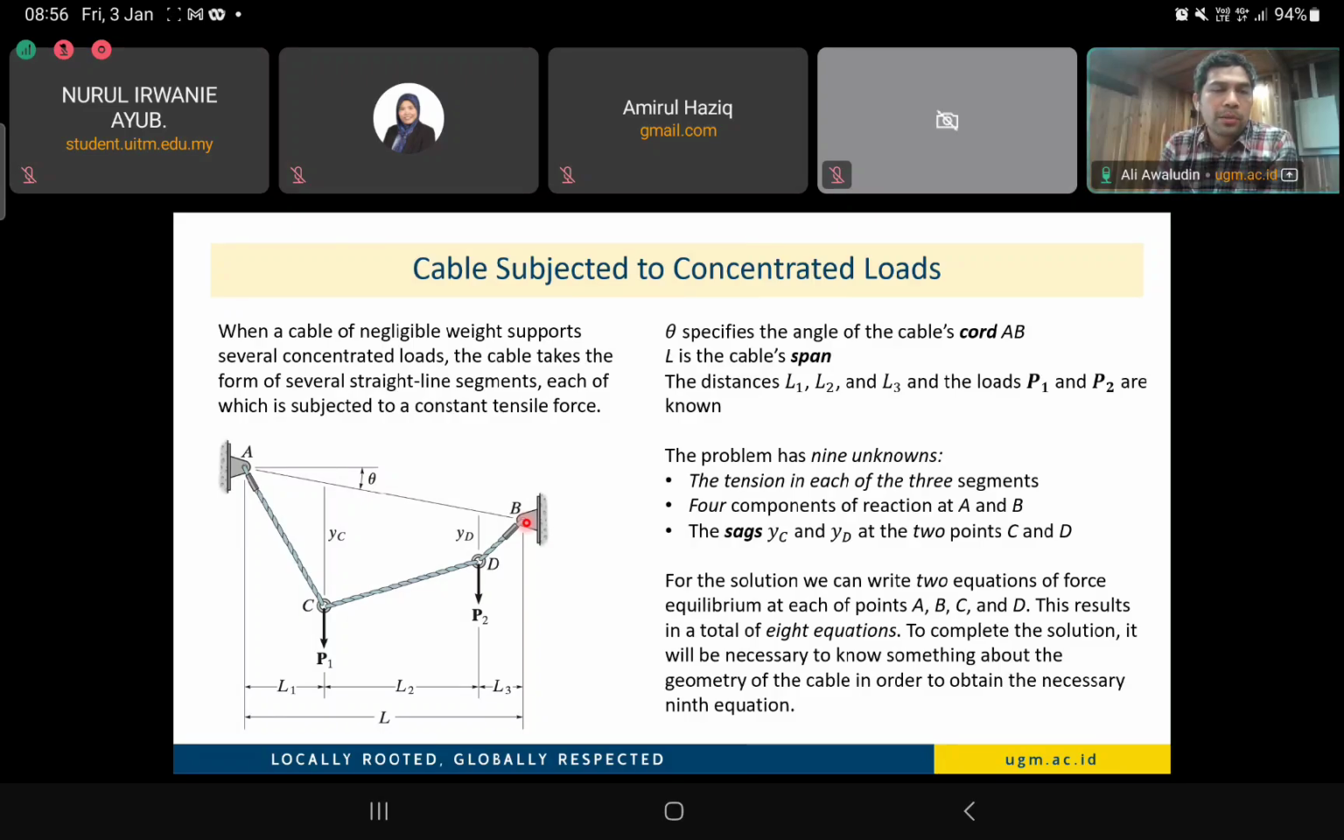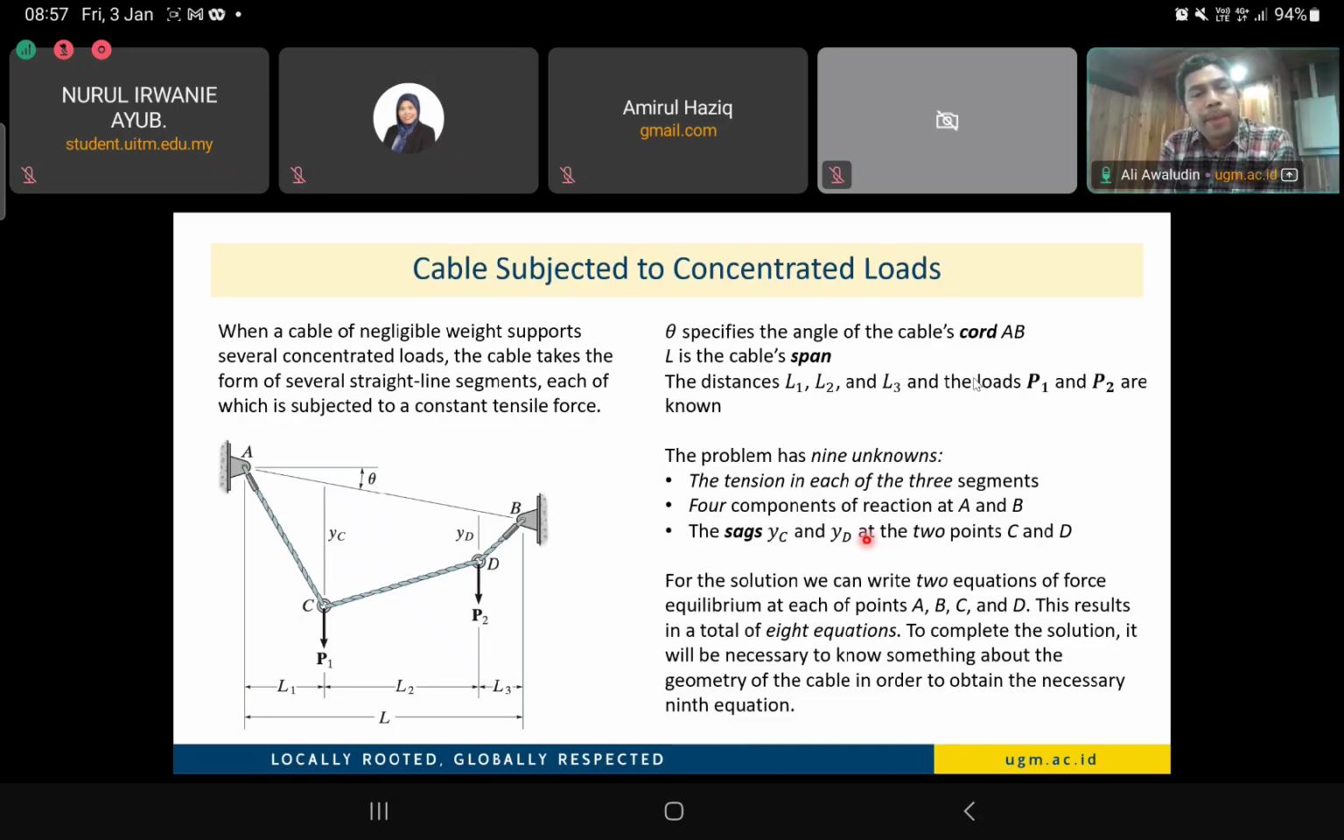And we also, at the moment, do not yet know the sagging, the vertical, YC and YD. So then in total we have 9 unknown statically variables, which is 4 reaction forces, 3 tension forces, and 2 of the sagging, YC and YD. The thing that we know here is the configuration in the horizontal axis, L1, L2, and L3, and all L. But this is the only configuration that we have.